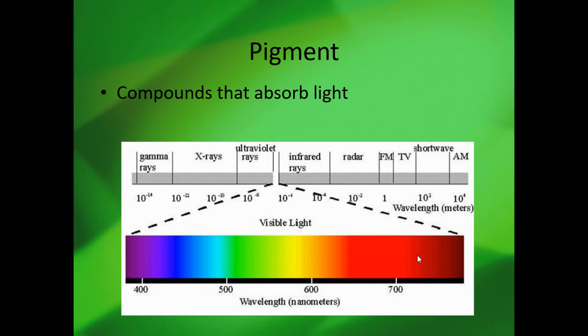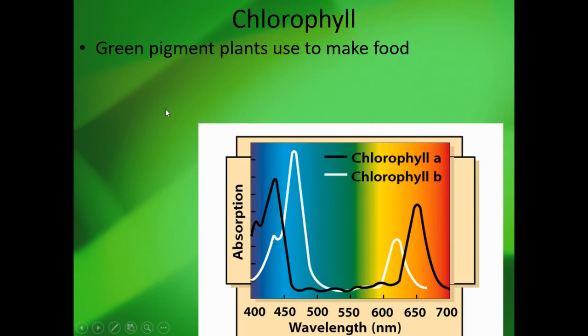A pigment is a compound that absorbs light. And normally when we think of pigments, we think of colors, and there is a wide variety of pigments out there that absorb visible light. And this is the visible light spectrum right here. And you can see, we can see colors from purple all the way ranging down to some deep reds. All the other ones are things that we cannot see. Those are all the other wavelengths.